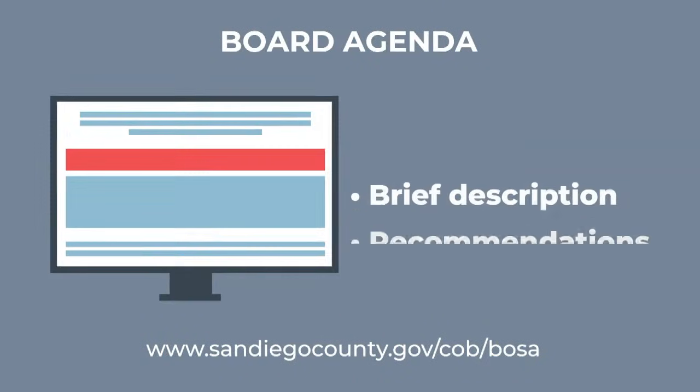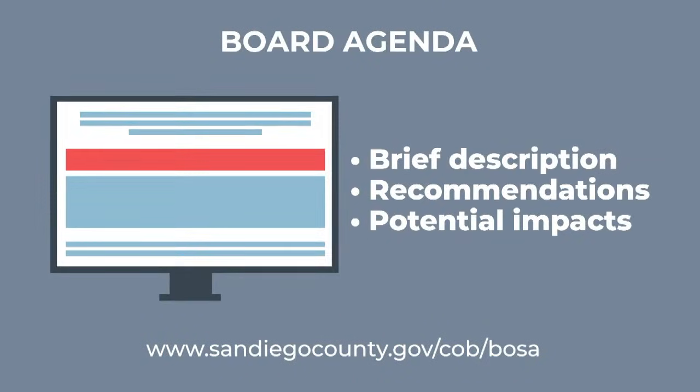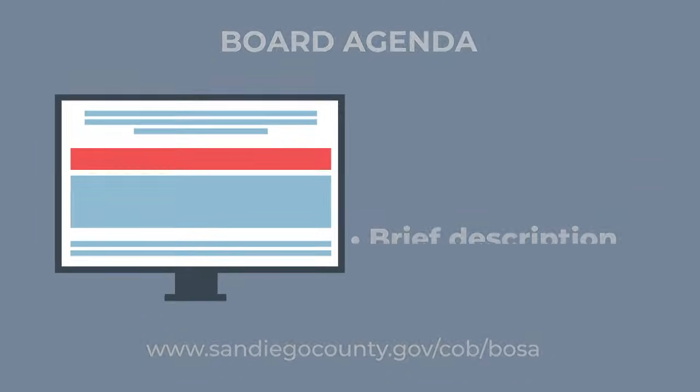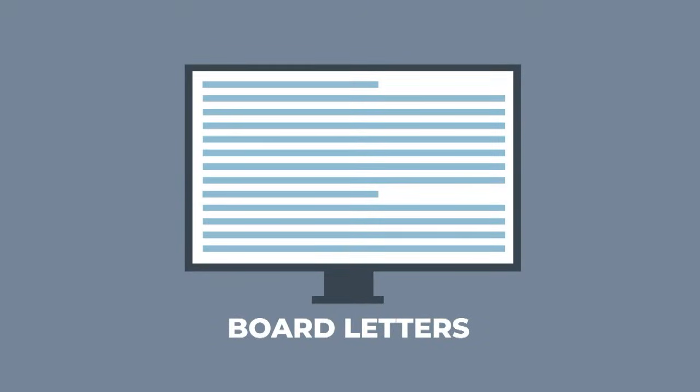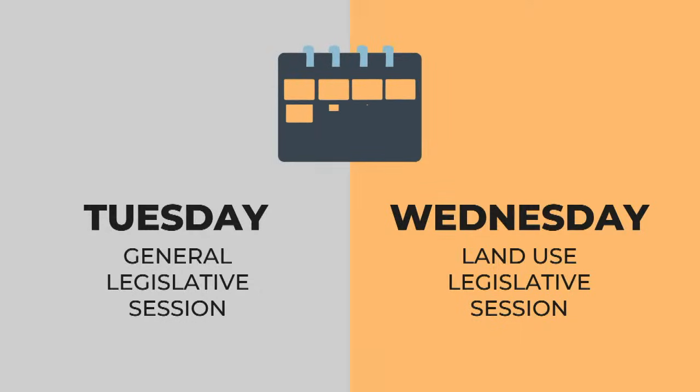Each agenda item includes a brief description of the issue, the recommendations, and potential impacts. If you need more detail, check out the detailed reports online. Those are called board letters. Then, decide if you want to speak at Tuesday's general legislative session or Wednesday's land use session. You'll have 3 opportunities to have your say.